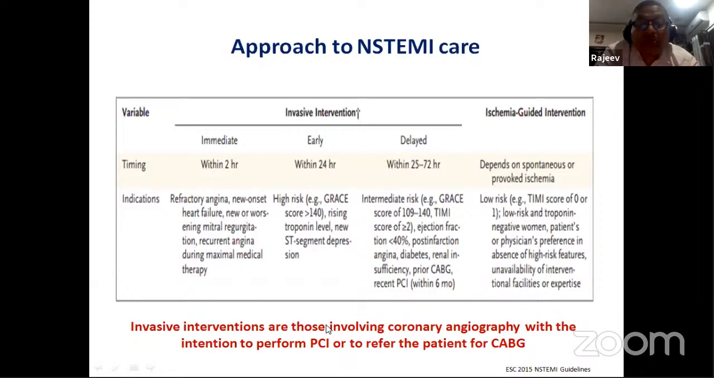Invasive interventions are those involving coronary angiography with the intention to perform PCI or refer to CABG. So basically, the difference between NSTEMI and STEMI is that in NSTEMI, we should not use fibrinolytic therapy and should perform an angiogram as soon as possible.